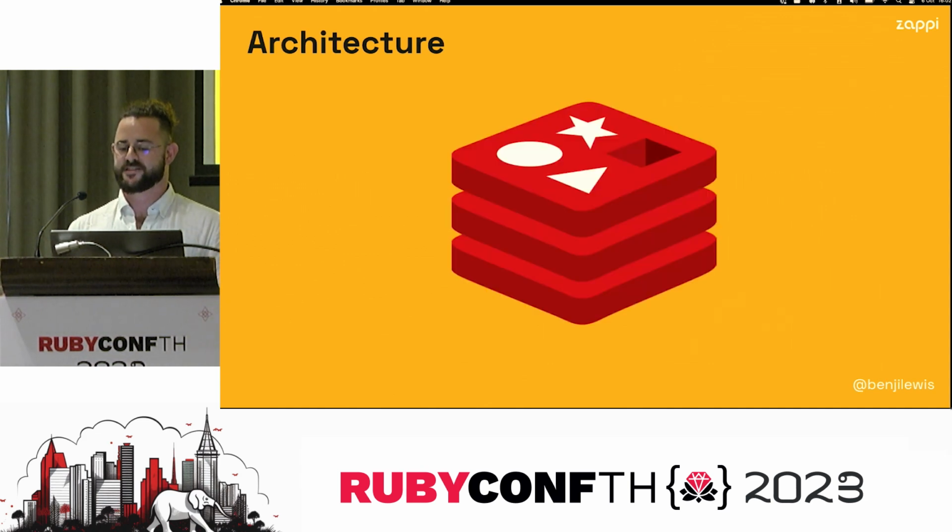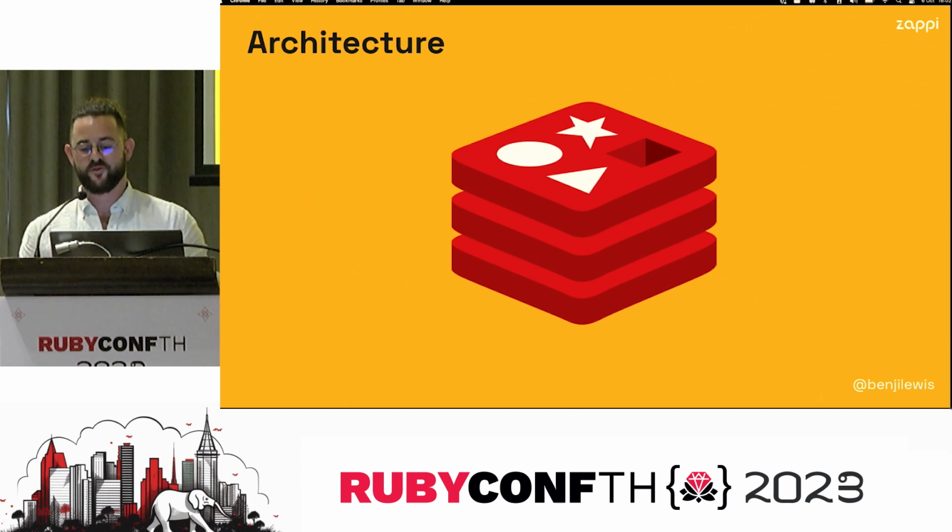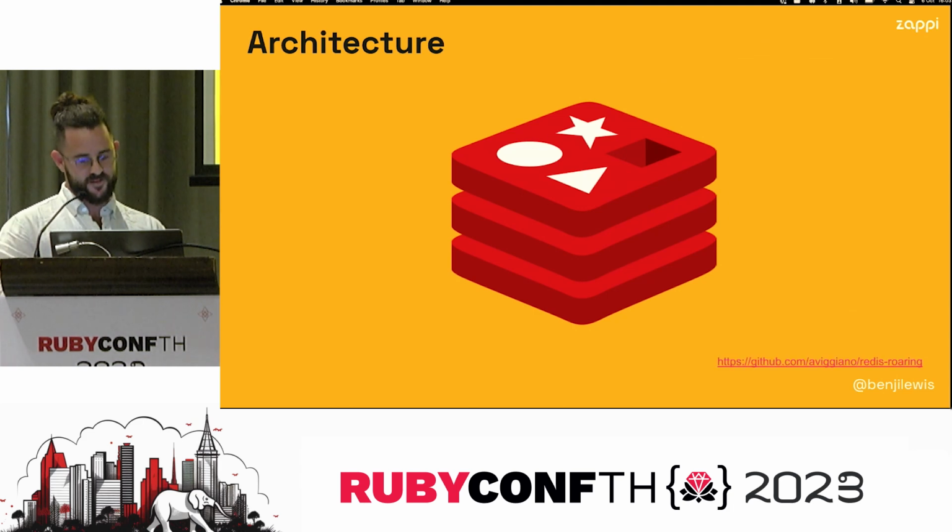Because of how compressed our dataset was, and more on this in the following section, we were able to store both the graph and the bitmaps in memory on Redis. Redis has a graph database module, RedisGraph, which is what we're using at the moment to store the nodes and the edges. And for the bitmap store, we're using something called Redis Roaring, which is written by Avigiano. This is also just a Redis module.